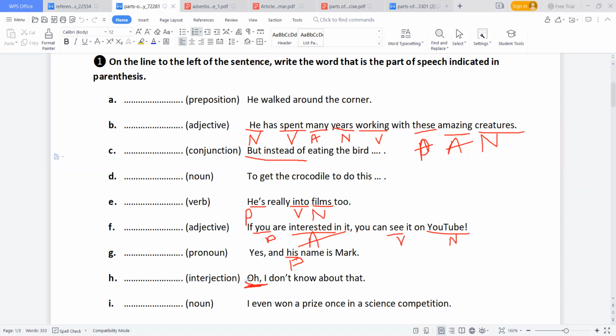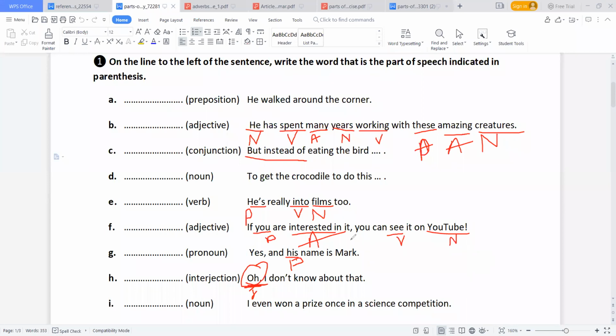Ma'am, your voice is not clear, not audible. So interjection. Okay. Hello. Yes ma'am, I think there is a network problem, that's why your voice is not audible. Is it clear now? Is my voice audible to you now? Yes, ma'am. Ma'am, it's clear.